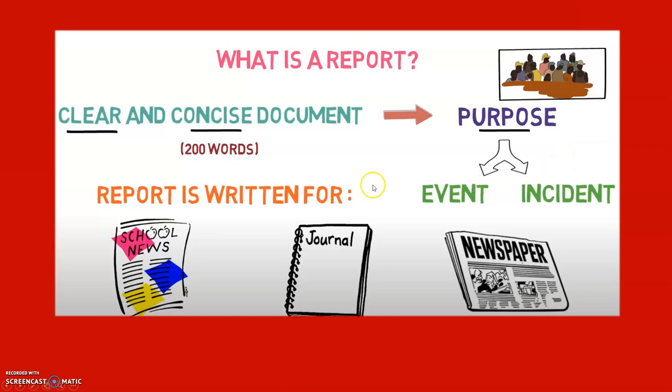All right. Now, a report is written for school news, a school magazine, for journals, or for a newspaper. I'm sure if you read the newspaper, you'll see the news that is given. It's a report. It's in the form of a report. Okay. So your report has to be clear and concise. Concise means it has to be brief.